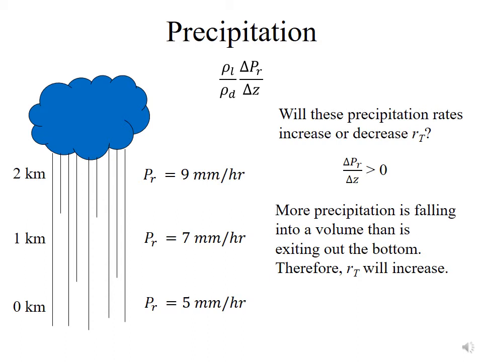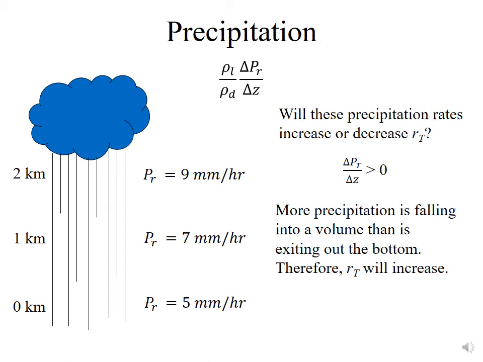So if we look at the precipitation rate immediately coming out of the cloud, it's 9 millimeters per hour. And as we move down 1 kilometer, the precipitation rate decreases to 7 millimeters per hour. And as we move down to the surface, the precipitation rate has decreased to 5 millimeters per hour.